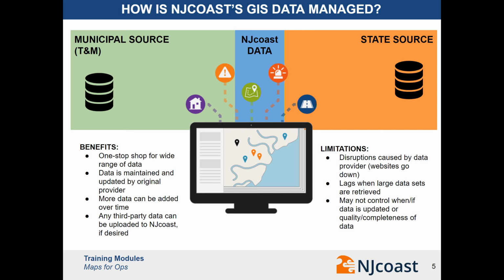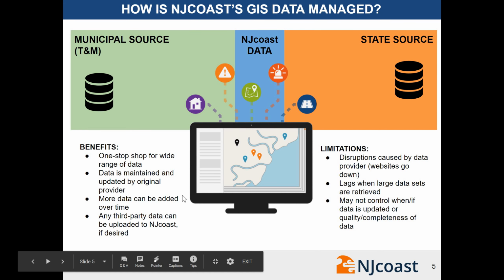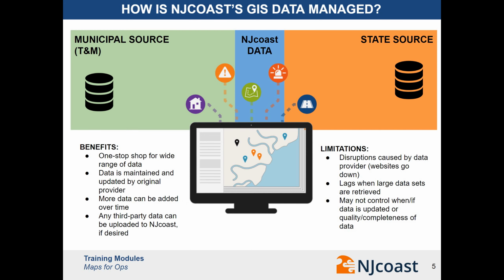So the benefits of taking on a federated model, well, we can create a one-stop shop. All kinds of data that you normally would have to go to multiple websites to find are all preloaded into your platform for your ready use. By doing it in this federated way, all of the data is maintained and updated by its original provider. So if the state was publishing a piece of data, the state will continue to own and maintain that data, and when they publish a new version of it, it will come into NJcoast.